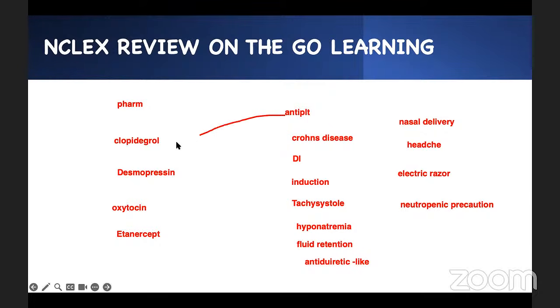Antiplatelet. We already know this is clopidogrel, right? Crohn's disease, where does she go? DI, diabetes insipidus, where should he go? Induction, where should he go? Tachysystole, where should he go? Hyponatremia, where should he go? Fluid retention, where should he go? Antidiuretic-like, where should he go?